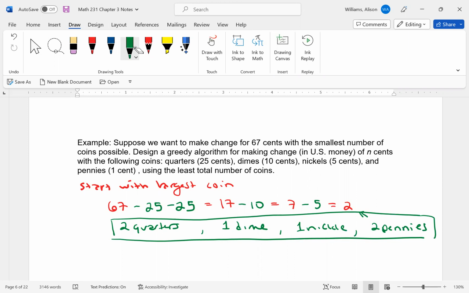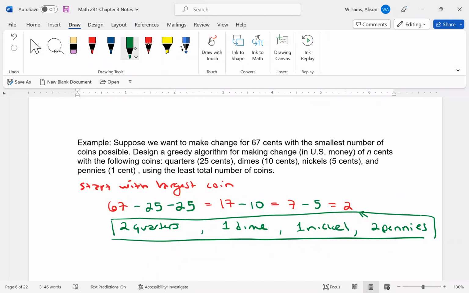I just realized I misspelled nickel. That's going to bother me. Let me fix it. Let me erase the L. All right, the eraser is being stubborn and I don't know why. There we go. Sometimes you have to remind it that it can erase.